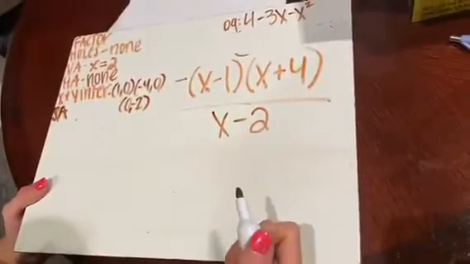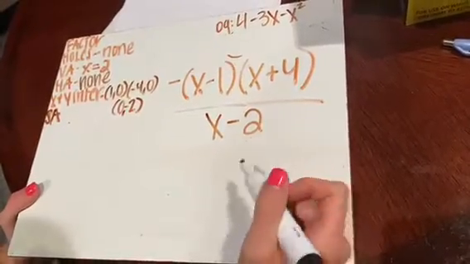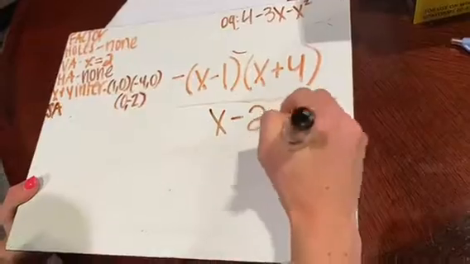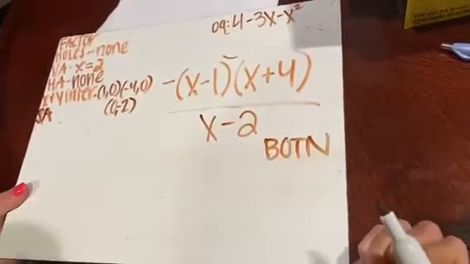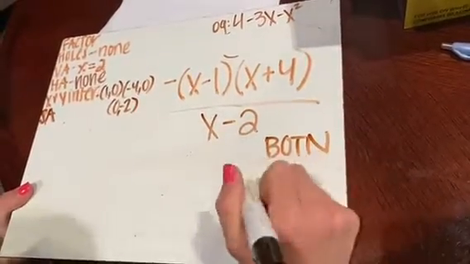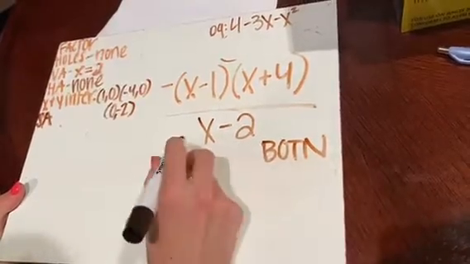For the horizontal asymptote, you're going to have a slant asymptote because the degree is greater on the top than on the bottom, like BOTN. So, to find the slant asymptote, you're either going to synthetically divide or use long division. In this equation, we can use synthetic division.